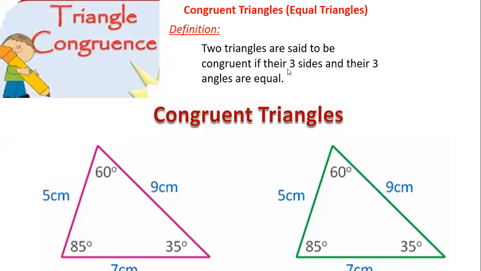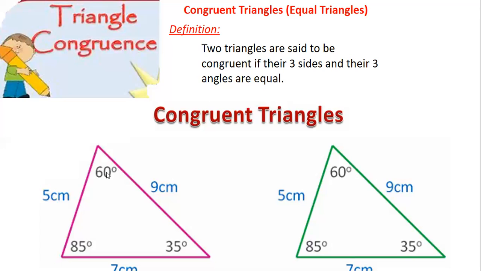Why? Because the first side is 5 centimeters in the first triangle, and the first side is 5 centimeters in the second triangle. The second side here in the first triangle is 9 centimeters. In the second triangle, the second side is 9 centimeters also. In the first triangle, the third side is 7 centimeters. In the second triangle, the third side is also 7 centimeters. So the three sides in the first triangle are equal to the three sides in the second triangle.